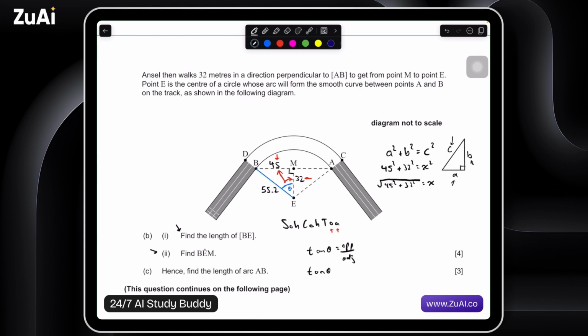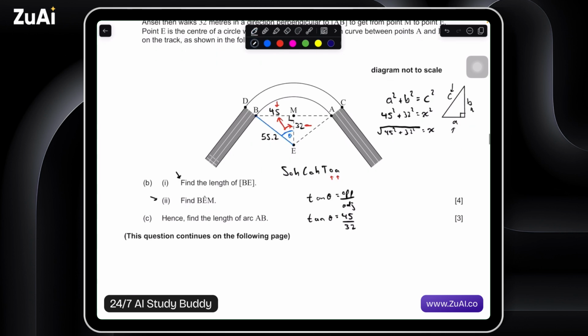Tan theta is what we're solving for. Tan theta is equal to opposite over adjacent, and we can work this out using a little algebra. If you want, of course, you can write it out as theta is equal to tan inverse 45 over 32, or we can just solve for theta.